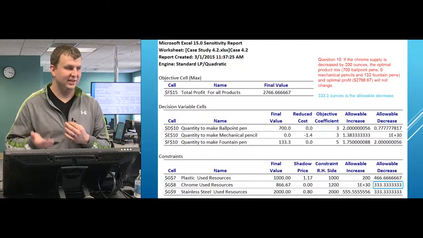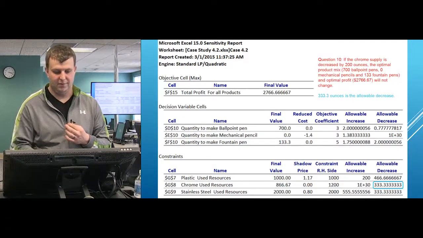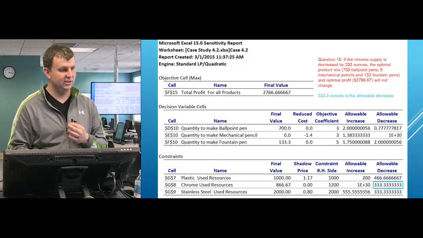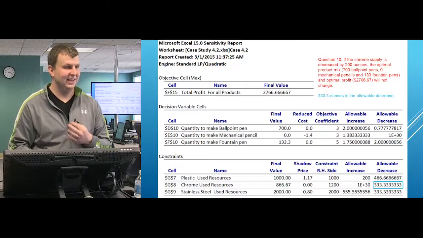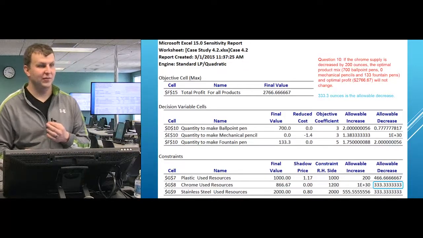Now, if the company starts buying more of other products and that allowable decrease shrinks, then they would have to be worried about that chrome supplier if they started to increase production using more ounces from everything else. But in this case, it's not going to hurt us. In fact, it's probably a little bit less we're paying for, so it might help profits because we have less on the shelf. Currently, they're going to have a little bit less than 400 ounces every month waiting there on the shelf.